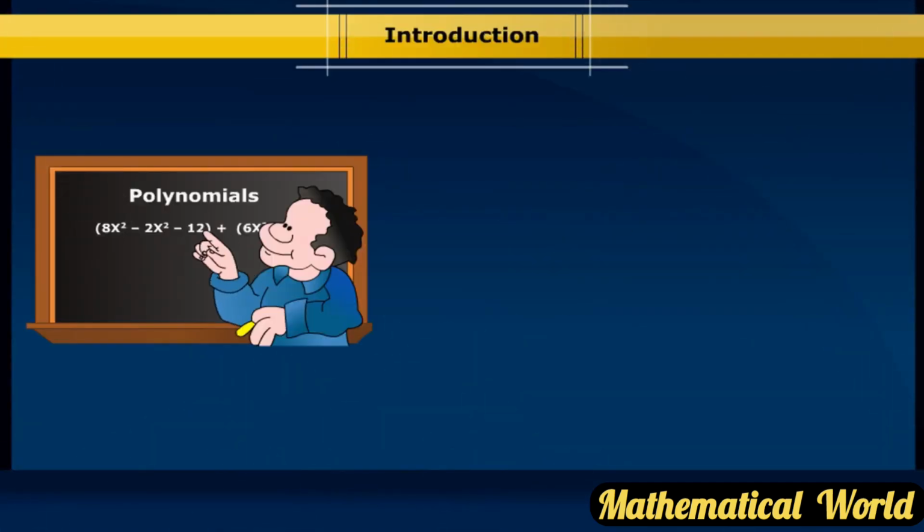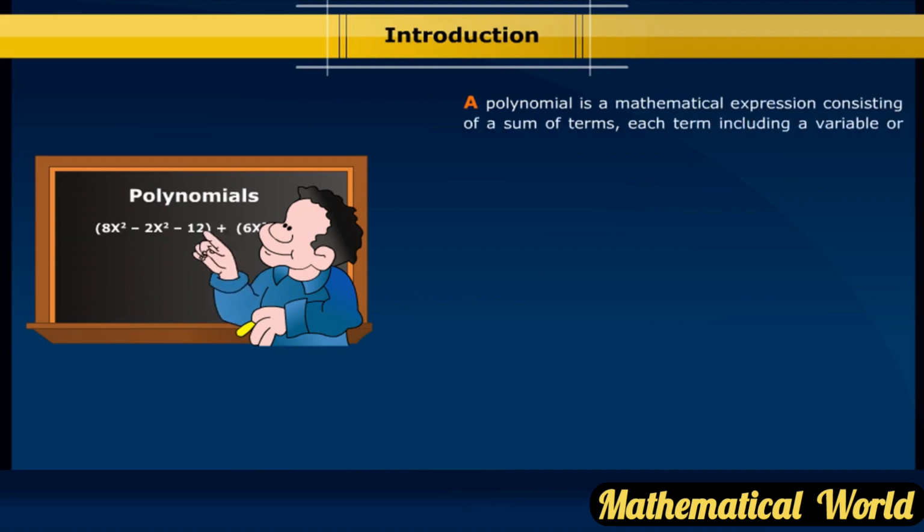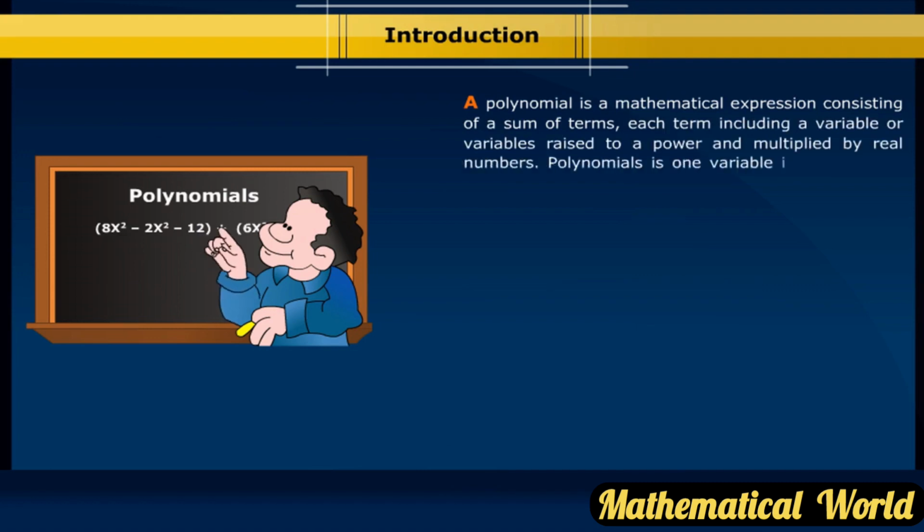Introduction. In this chapter, we will study about polynomials. A polynomial is a mathematical expression consisting of a sum of terms, each term including a variable or variables raised to a power and multiplied by real numbers. Polynomial in one variable is the simplest polynomial.